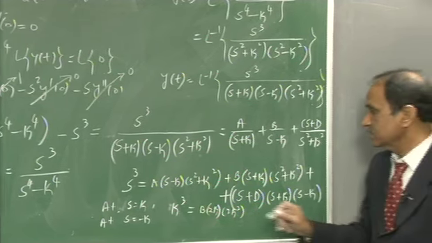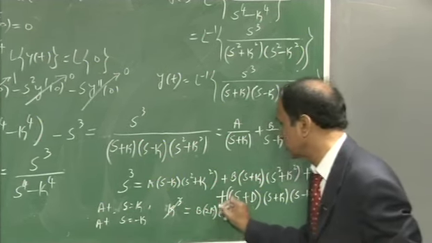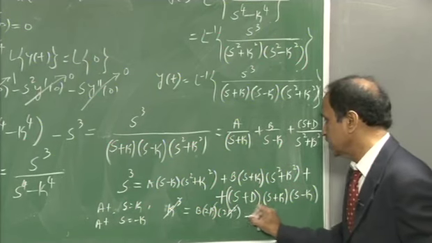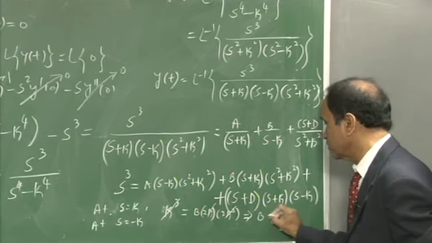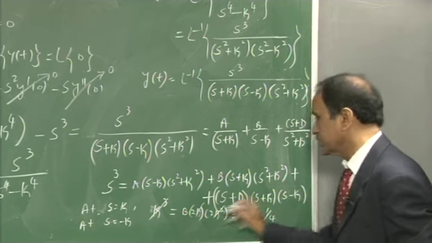What is that you are getting? That is k cube is cancelled with k and then k square, that implies b is equal to 1 by 4, that is 2 into 2.